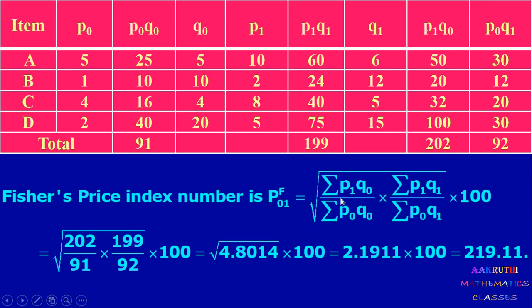It is root of summation of P1 Q0 divided by summation of P0 Q0 into summation of P1 Q1 divided by summation of P0 Q1 into 100. And the answer is 219.11.